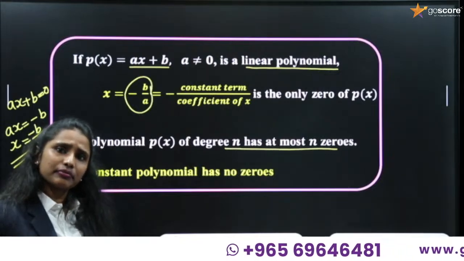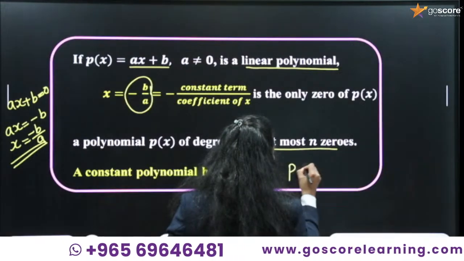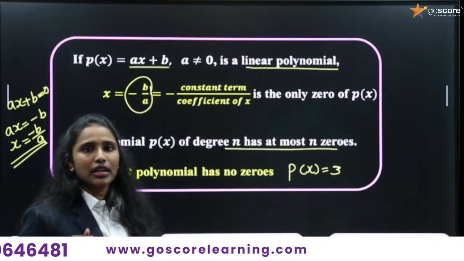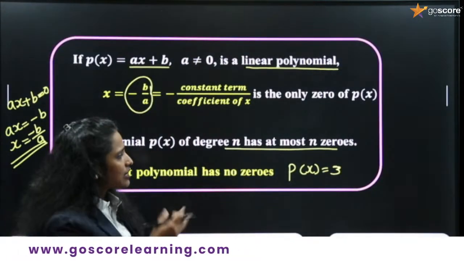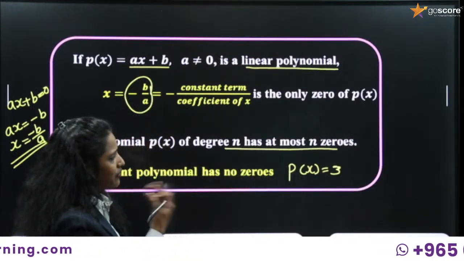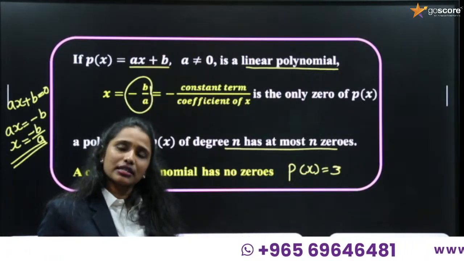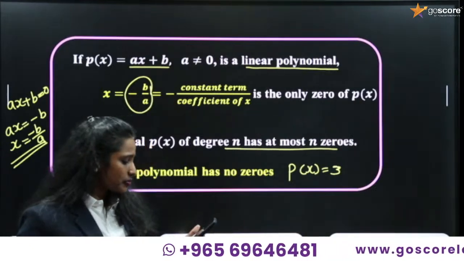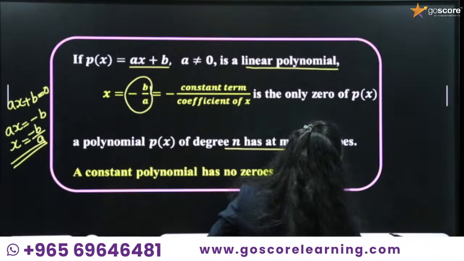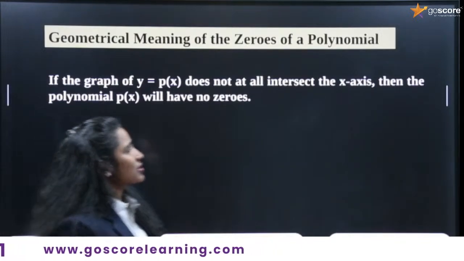Why does a constant polynomial have no zeros? Let's take a constant polynomial p of x is equal to 3. Simple one. When will this polynomial become 0? Whatever values we take for x, will it become 0? No. So it has no zeros. Simple. Now clear? Okay, Abel, your answer is correct. We have to equate it to 0. Correct one. And now the geometrical meaning of the zeros of a polynomial.